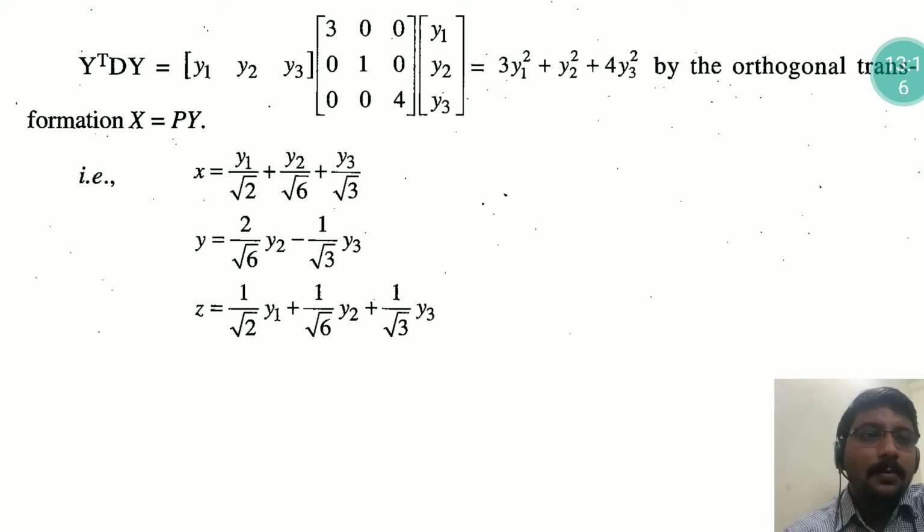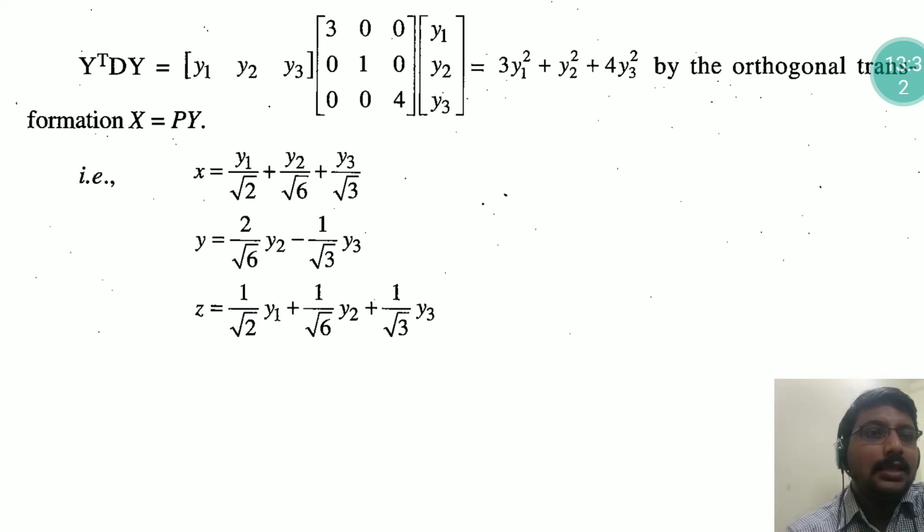In the next step we have to compute a diagonal matrix by the diagonalization, that is we have to take P transpose AP. So P transpose AP result is a D. In the next step we have to compute Y transpose DY.